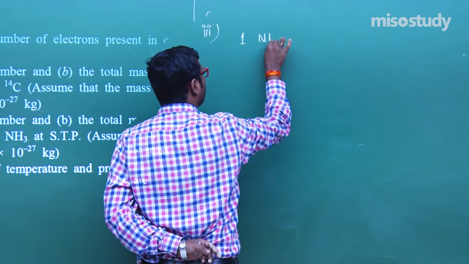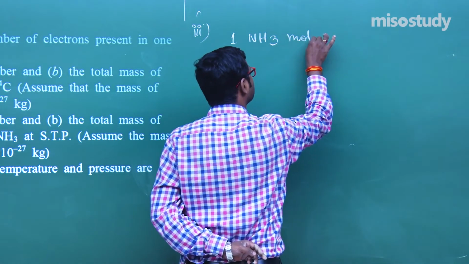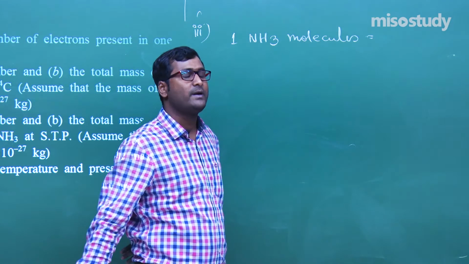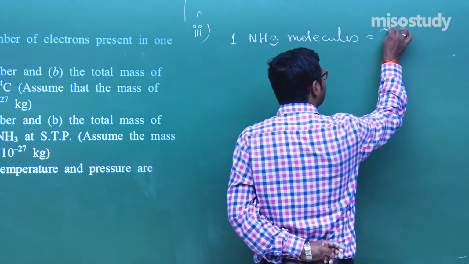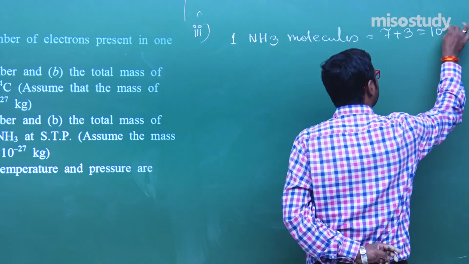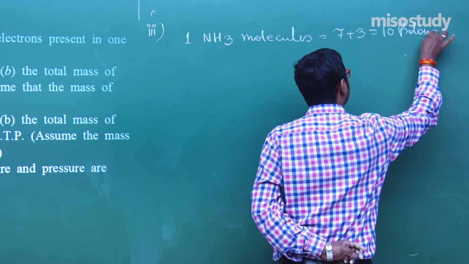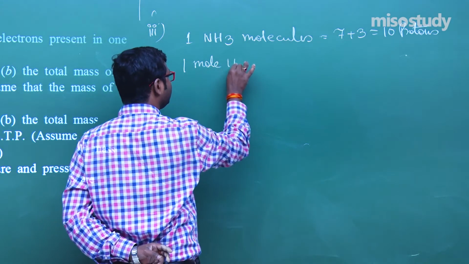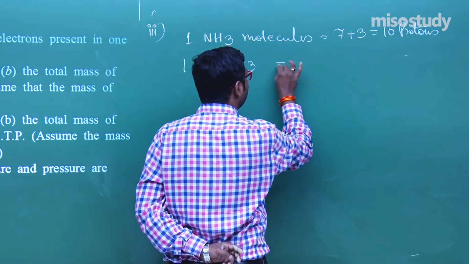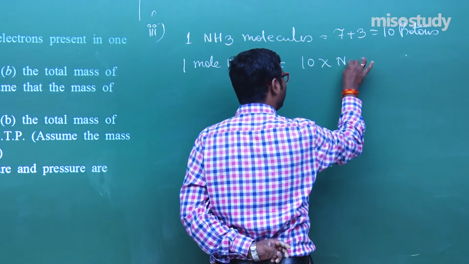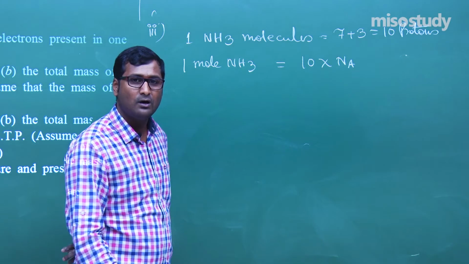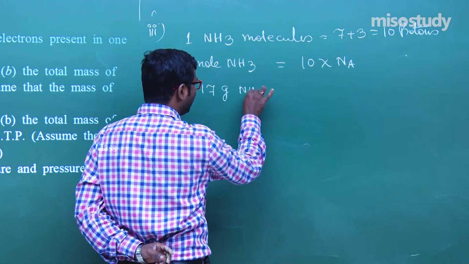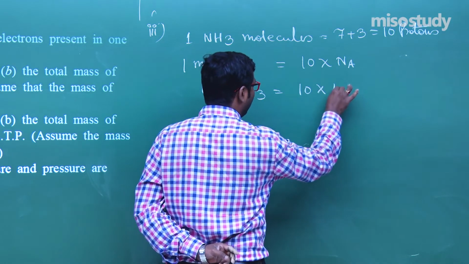One NH3 molecule contains how many protons? Nitrogen has atomic number 7, that is 7 protons, plus 3, that is 10 protons. Yes, definitely. That is one NH3. So 1 mole of NH3 contains 10 into Avogadro number. Definitely. What is the mass of 1 mole of ammonia? That is 14 plus 3, 17. 17 gram NH3 contains 10 into Na.